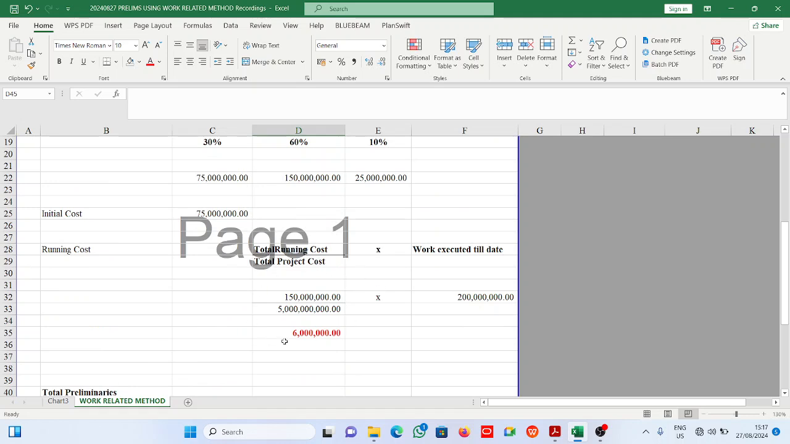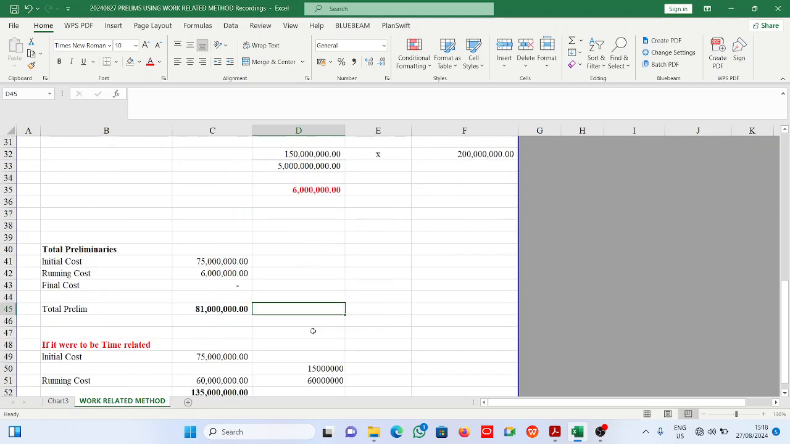Now the implication of this is this: if the contractor does more work, he has more preliminary funds. If he does less work, he has less preliminary funds. Of course, they all have their advantages and disadvantages. All right, we'll not be going into that in this video.